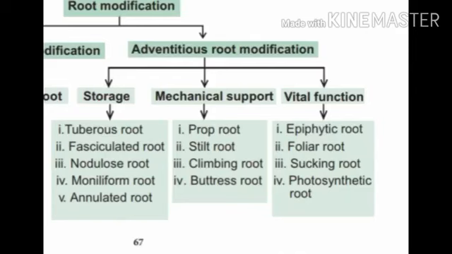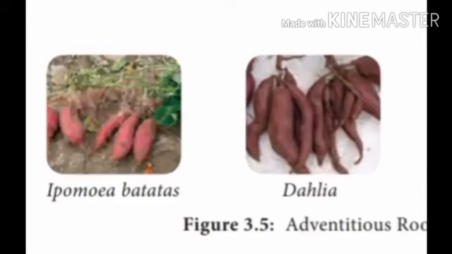The next thing is about storage of food in the fibrous root. Here it is divided into tuberous root, fasciculated root, nodulose root, moniliform root and annulated root for storage. Then the second function is mechanical support: prop root, stilt root, climbing root and buttress root. And third is other vital functions like epiphytic, foliar, sucking roots and photosynthetic roots. So these are the various secondary functions of fibrous root.